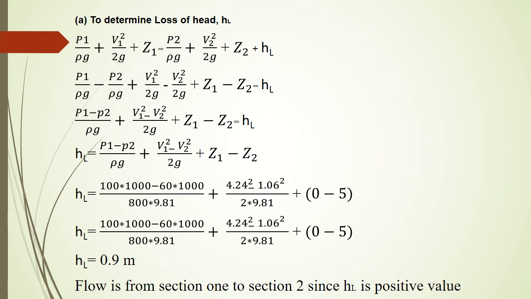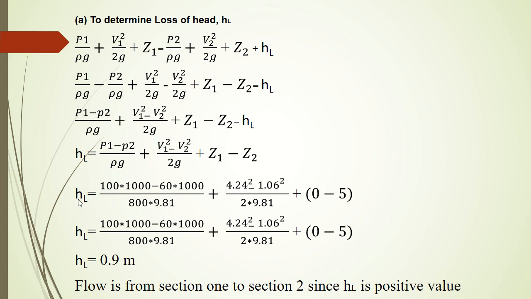Now the problem is to find out HL. So send all the terms to the left hand side, keeping HL on the right hand side. So it becomes P1 by rho g minus P2 by rho g plus V1 square by 2g minus V2 square by 2g plus Z1 minus Z2 is equal to HL. Because denominators are the same, I'll just combine: P1 minus P2 by rho g plus V1 square minus V2 square by 2g plus Z1 minus Z2 is equal to HL.